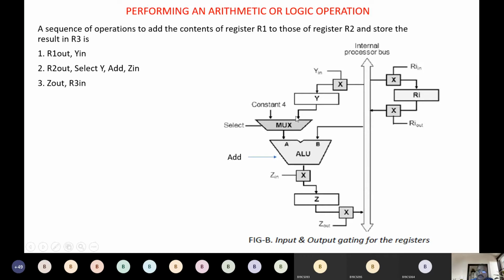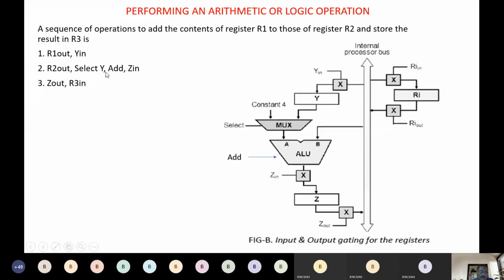So we have data from Y and also the constant 4. Out of these two, it says select Y. So this multiplexer will select the Y data only, the Y data which we got from the R1 register. So that data is selected, and it is stored in A. Now A has a value which we got from R1, and B has the data we got from R2. So we have these two.